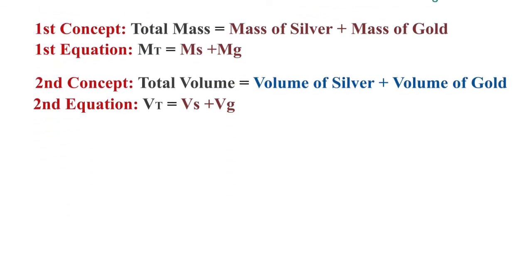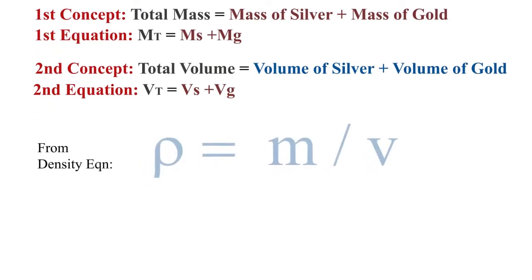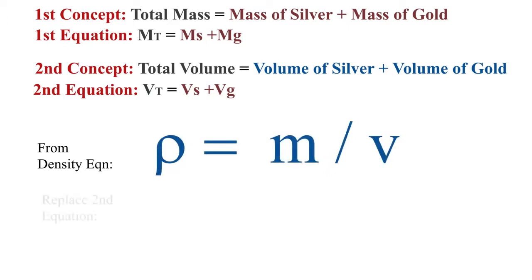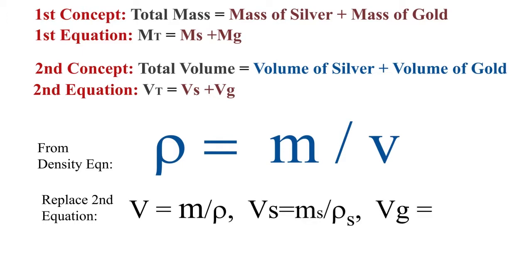Then we all know from the density equation that density is equal to mass over volume. So we can take advantage of this equation and replace the second equation with this equation. V is equal to m over density. So correspondingly Vs is equal to ms over density s, and Vg is equal to mg over density g.